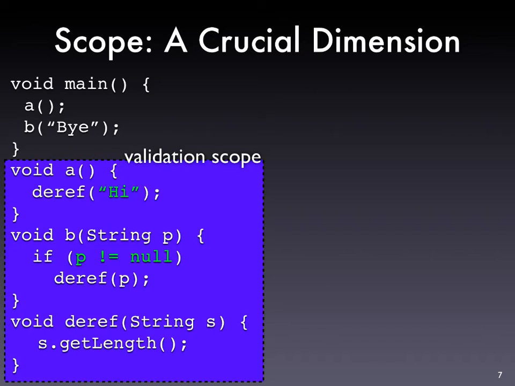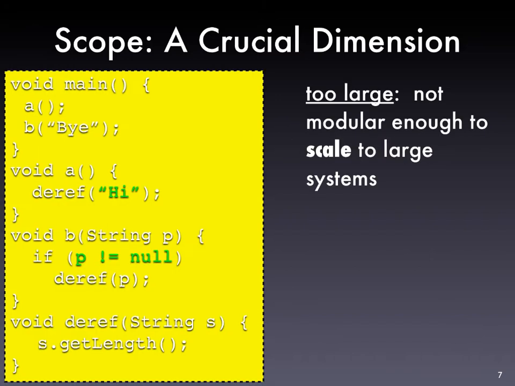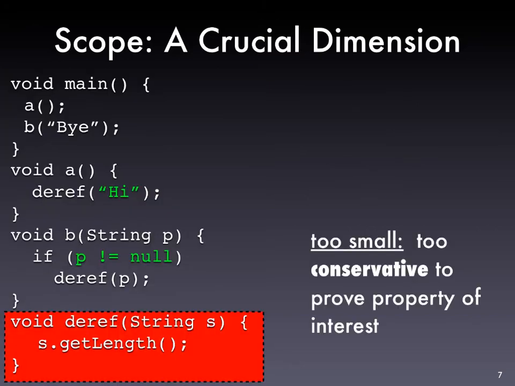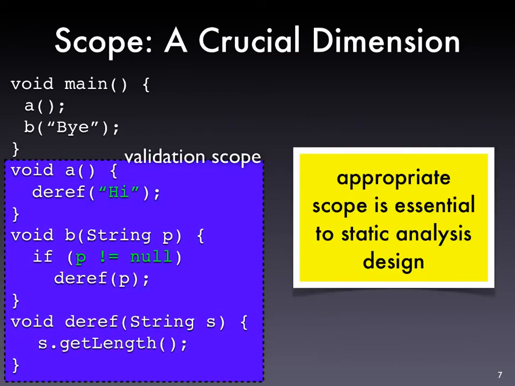We argue that scope is a crucial dimension for static analysis design. In particular, if the validation scope is too large, then the analysis won't be modular enough to scale to large systems. And if it's too small, then the analysis will be so conservative that it won't be able to prove the property of interest. So for example, with this particular analysis scope, an analysis would be unable to prove that S is not null because it doesn't know anything about the values that are passed in to that parameter. Really, picking an appropriate validation scope is essential to static analysis design.